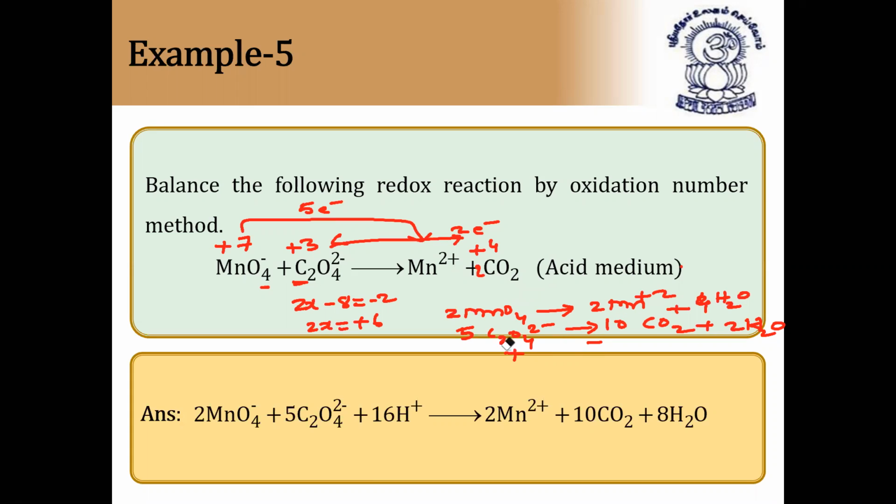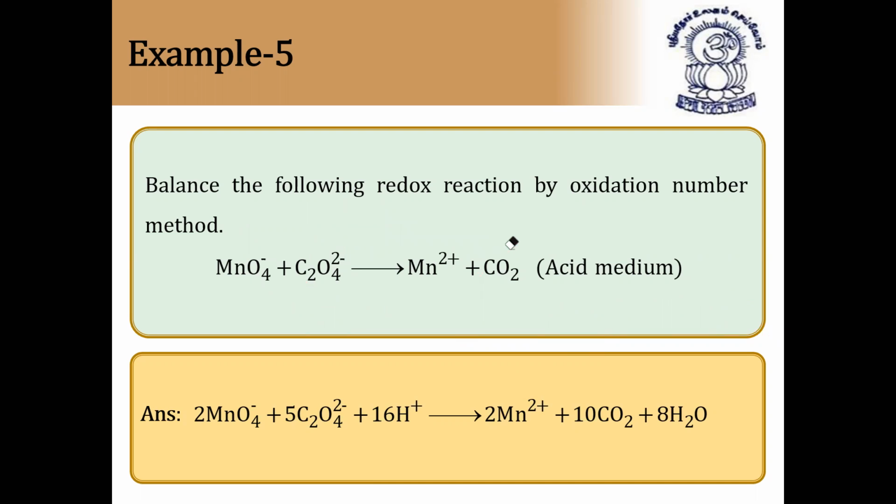So 16H plus on the whole, because here how many water molecules did we have? 4H2O, so it should be 8H plus, and here it is 2, so 8, and here 4H plus, but we have to multiply this with 2, so 16H plus, 10 CO2 plus 8H2O. Easily you'll get it by this and this. I hope you understood this, and clearly this is 2Mn plus 2, 2MnO4, 5C2O4, 10 CO2. Balancing electrons also you can do easily. I hope it is clear.